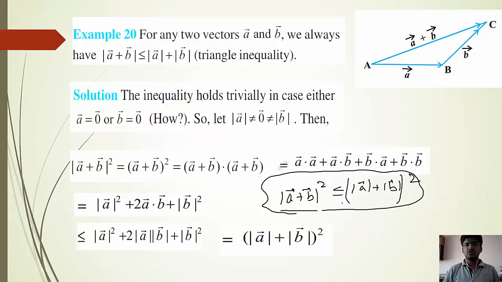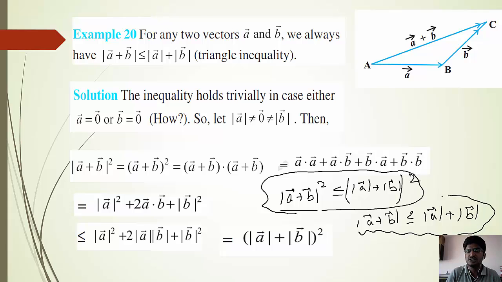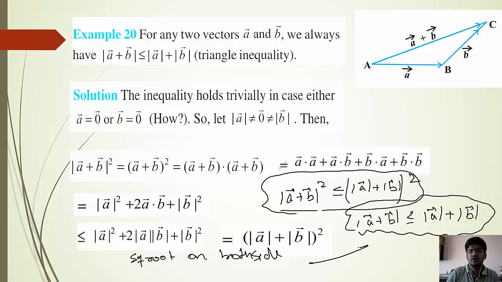So if I apply square root on both sides, what happens? Magnitude of A plus B will be lesser than or equal to magnitude of A plus magnitude of B. Clear? So this is what was needed. That means we have to prove this. So after this step, apply square root on both sides so that you get the required result. Clear, students? I think problem 20 is also very much clear. Now I will go to the next.